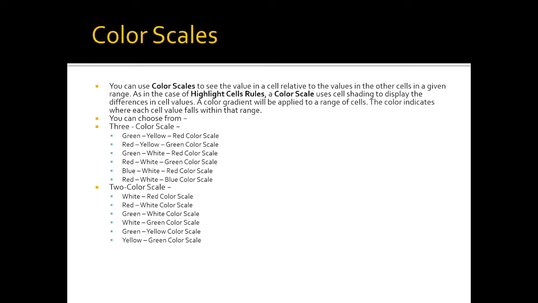You can choose from 3 color scales, so green, yellow, red color scale. We also have the red, yellow, green color scale, green, white, red color scale, red, white, green color scale. We have the blue, white, red color scale. Then we have the red, white, blue color scale. And we also have the 2 color scale. We have white, red, red and white, white, green, green, white, green, yellow, and yellow, green color scales.